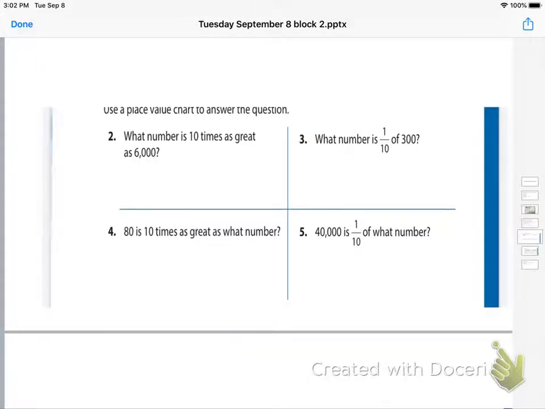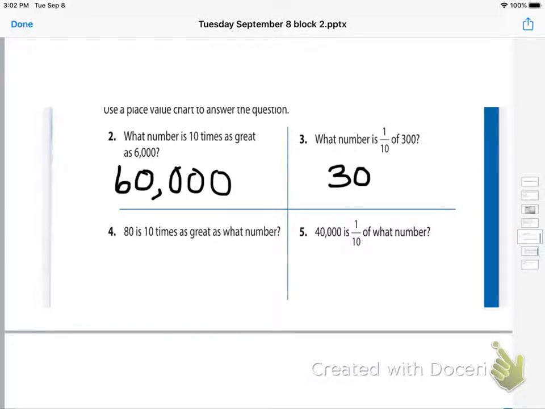If we take a look here, what number is 10 times as great as 6,000? So that means that I would move one spot to the left, and I'm at 60,000. So 60,000 is 10 times as great as 6,000. What number is 1/10 of 300? 1/10 of 300 is 30.